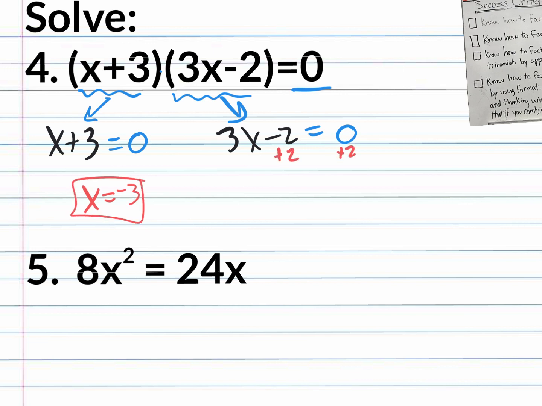Plus 2, plus 2. I now have 3x by itself equals 2. Final step would be to divide by 3, divide by 3. And there's my answer. X equals 2 divided by 3. And those are your 2 answers for number 4.